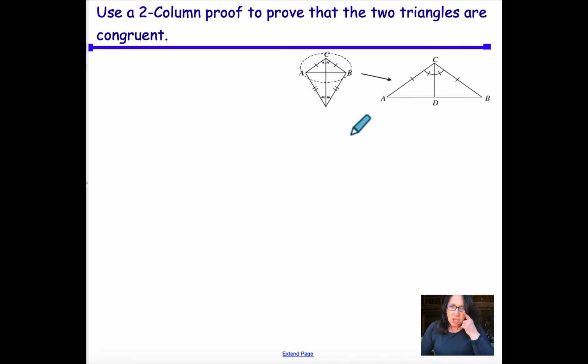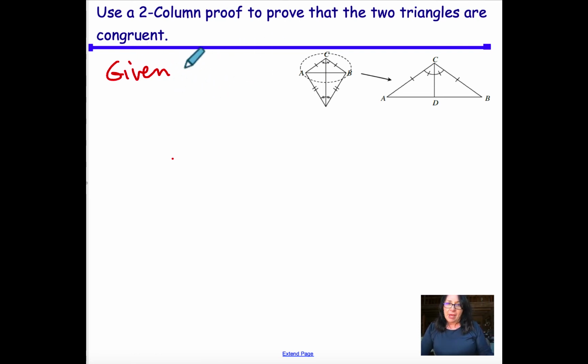For this problem, your job is to make a 2-column proof that is going to prove that the two triangles are congruent. So what we have is given. So we are given the information. You can say triangle ACB. So we're given triangle ACB, larger triangle, or we can even say given the diagram.